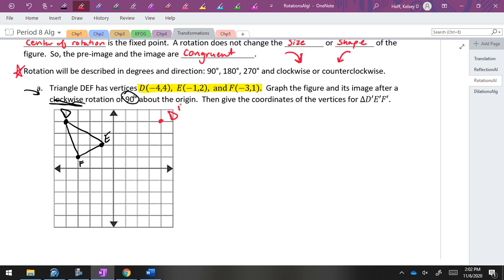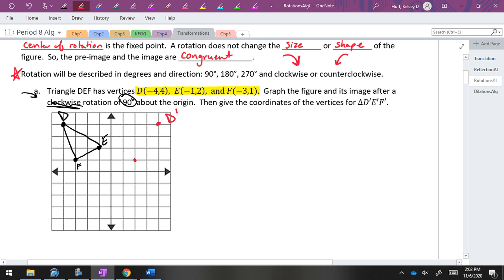From 0, 0, pretending that this is the graph that was given to you. How do you get to E, Tiffany? Right 2, up 1. Put your paper back to normal. Go right 2, up 1, and we would label that E prime. Rotate your paper 90 degrees clockwise towards Hoosier's room.